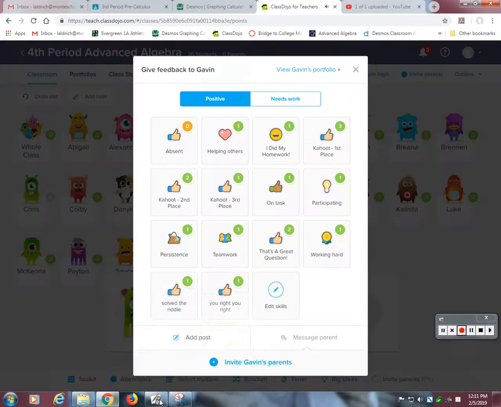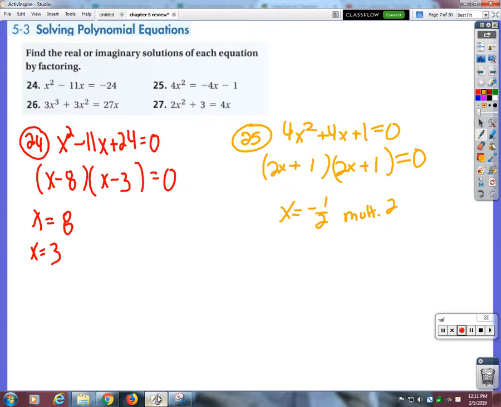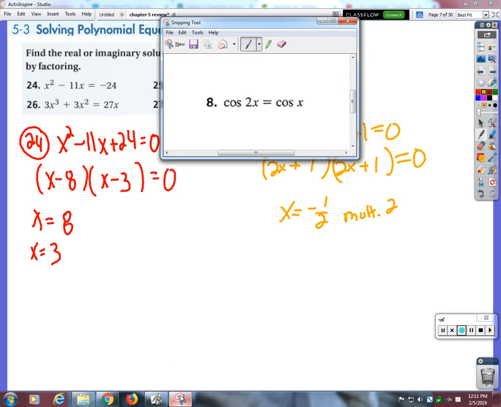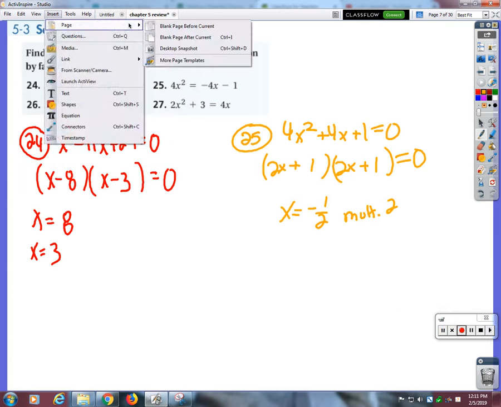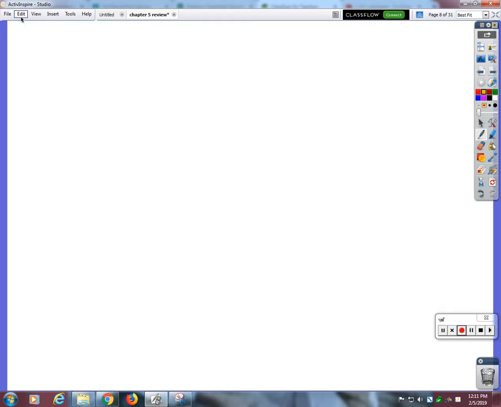Couple more factoring ones. Gavin, did everybody go? Did everybody go? Yeah? Okay. So we're wrapped around again now. Okay. So Gavin, for 26, what do you do first? Okay, same thing that Colby did, same thing that Abby did. You get it set equal to 0.